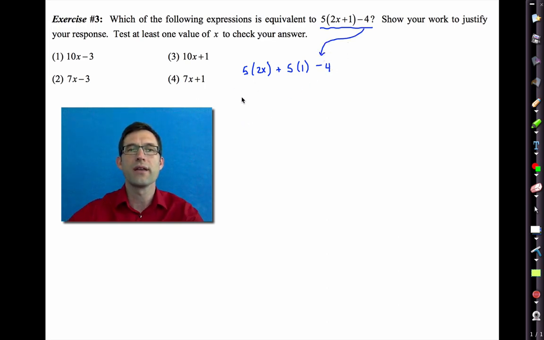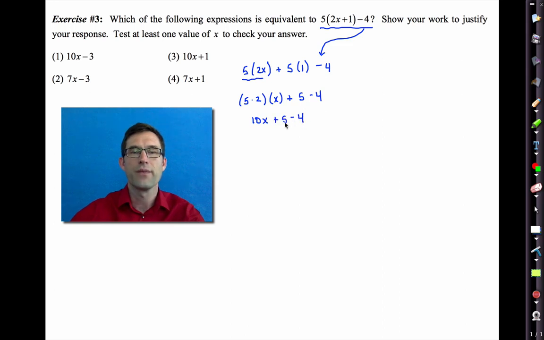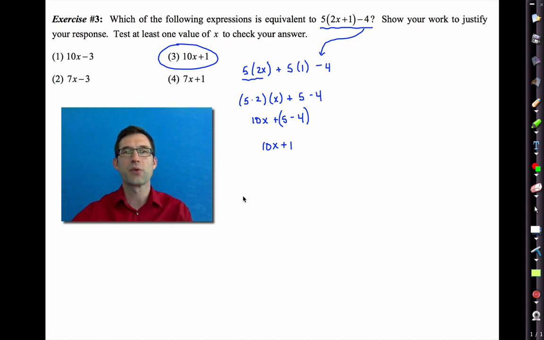Now, of course, here I can use the associative property. We talked about this in another lesson. I can use the associative property to actually multiply the 5 and the 2 first. Here, I'm just going to do 5 times 1 and get 5. And now, of course, I can get 10x plus 5 minus 4. I can also use the associative property of addition and subtraction to group those two together and say, well, 5 minus 4, that's just going to be 1. So it appears that 10x plus 1 is my equivalent expression.